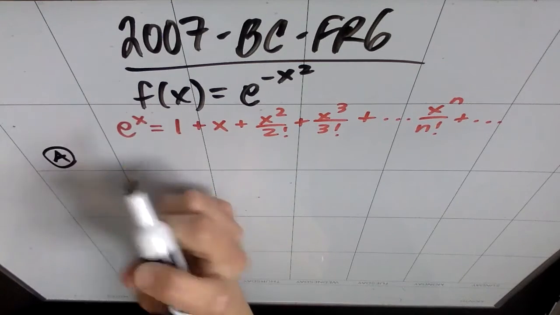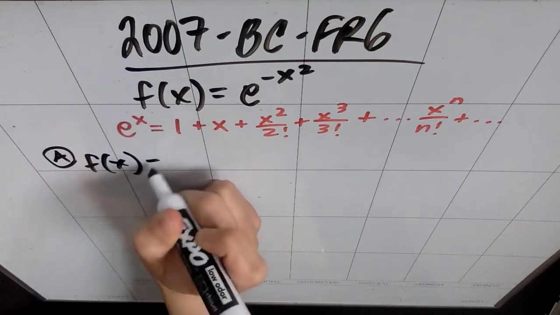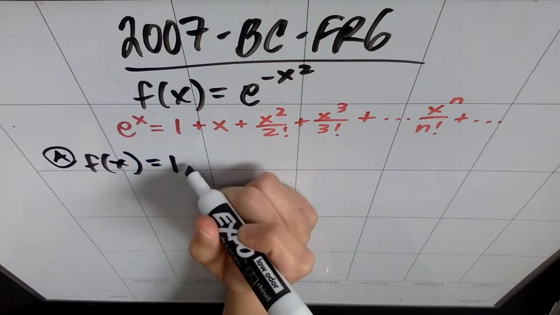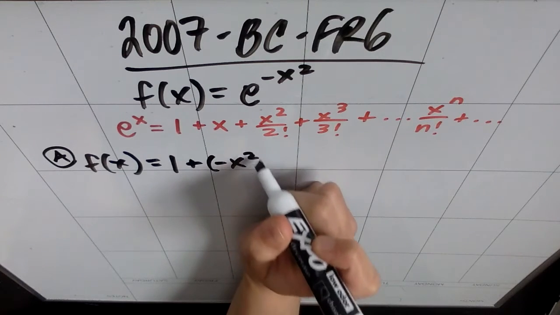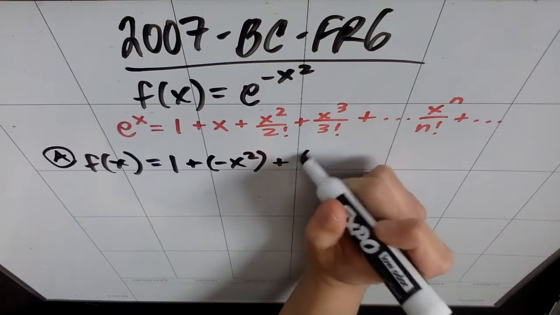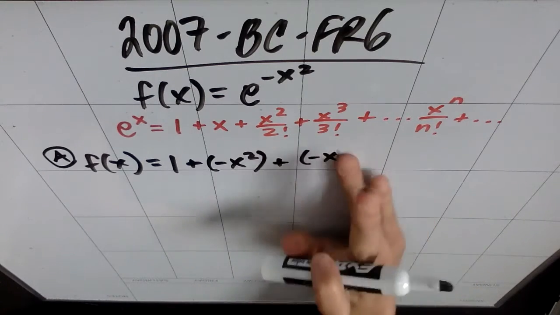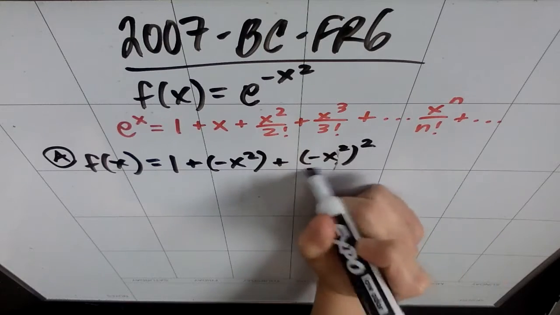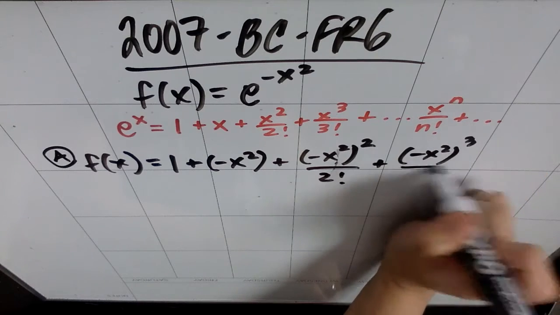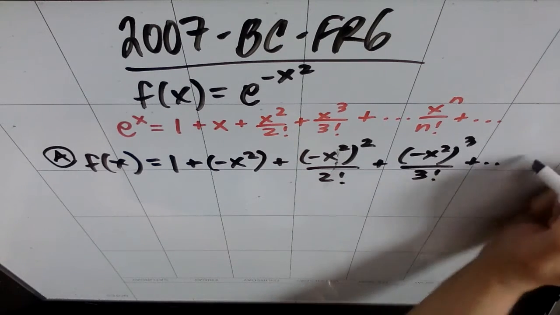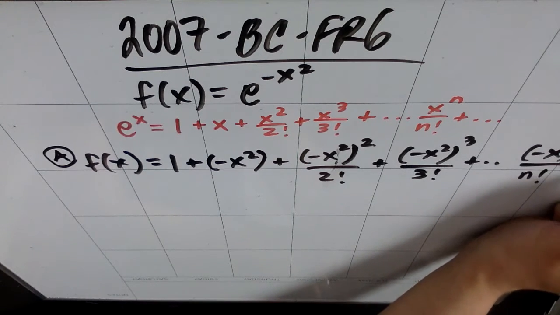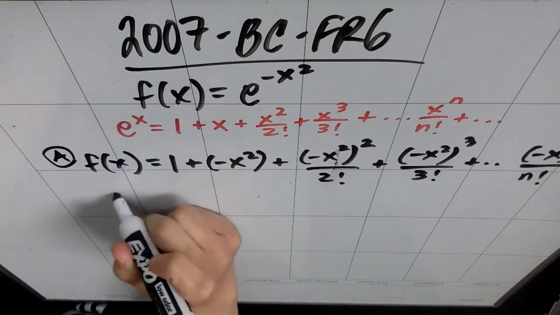So in part A, again, you don't have to write that down because they didn't ask for it. You just have to know it, right? So the first term is going to be a 1 because there's nowhere to plug an x in, right? The next term is going to be a negative x squared, right? And again, you don't need parentheses there. That's up to you, right? The next term is going to be a negative x squared quantity squared over a 2 factorial, right? The next term is going to be a negative x squared quantity cubed over a 3 factorial. Right? And then the nth term is going to be a negative x squared quantity to the n over n factorial plus... right?